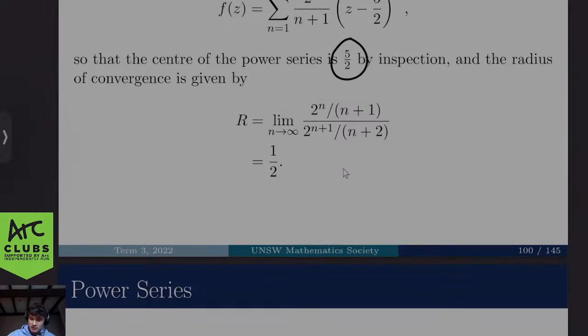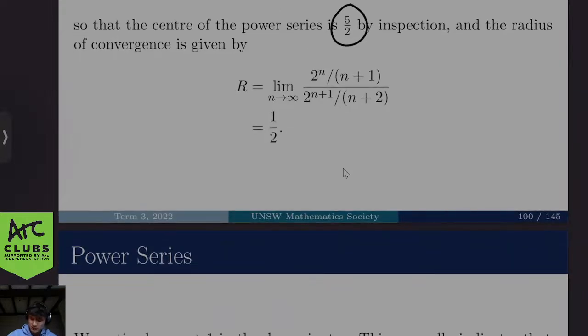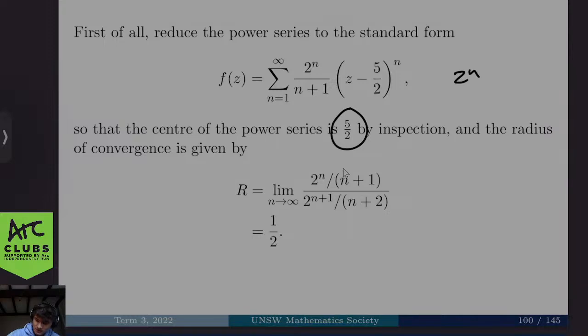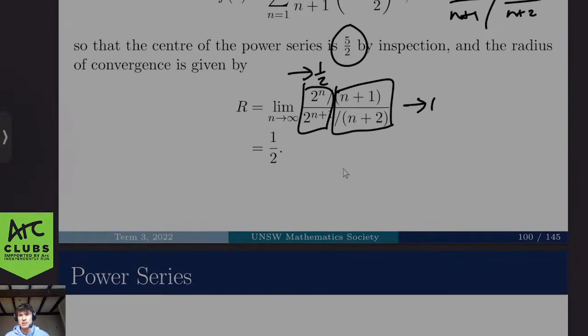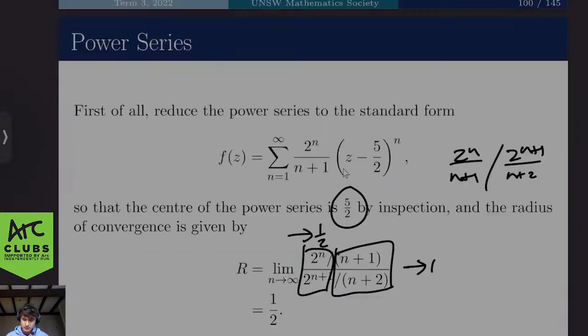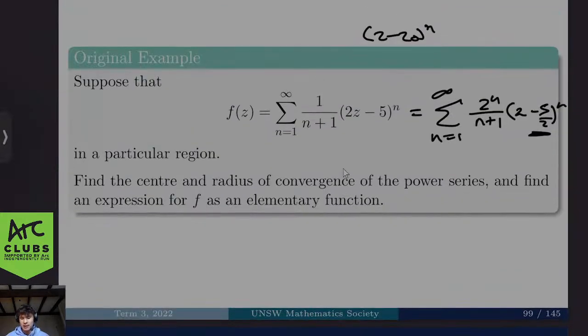And now the radius is given by the ratio test again. If I plug in my coefficients, which are now 2 to the n over n plus 1, divided by 2 to the n plus 1 over n plus 2, we can actually calculate this. This part goes to 1 in the limit, this part goes to 1, and then this goes to a half. And so we're left with a half. So the radius of convergence is half.